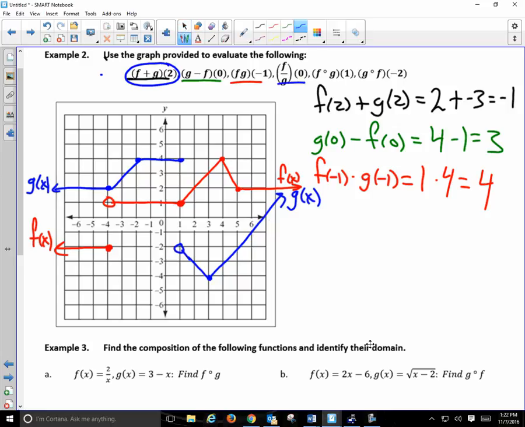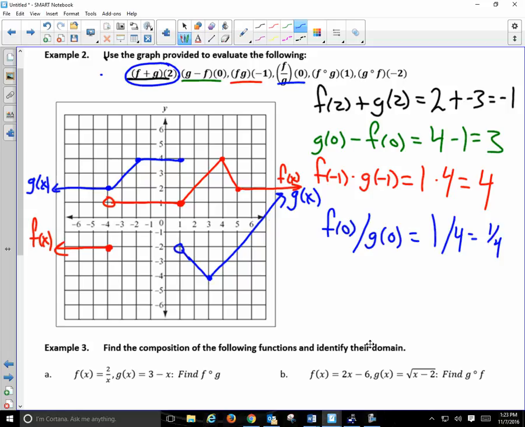F over g, or f divided by g of 0. I take f of 0 and divide it by g of 0. F of 0, 1. Divided by what is g of 0? It is 4. And I get 1/4.